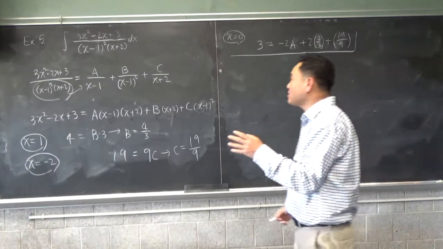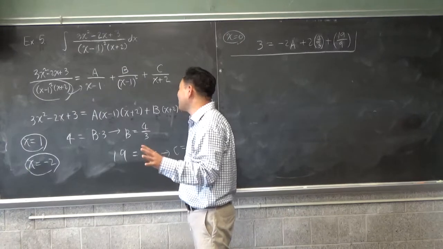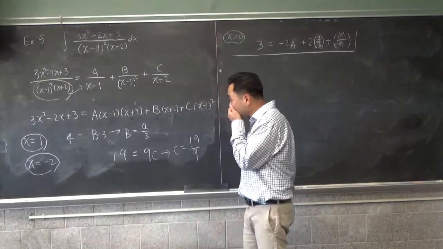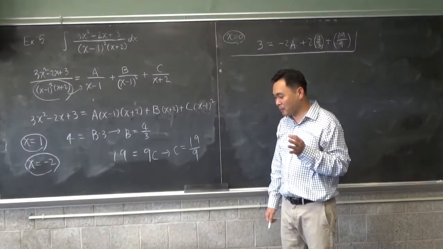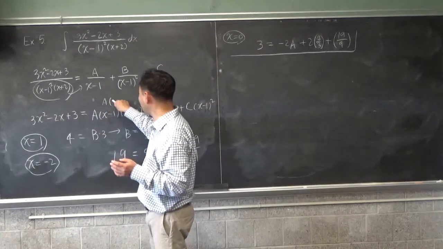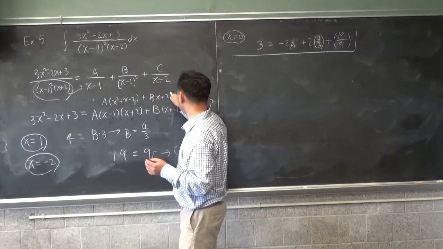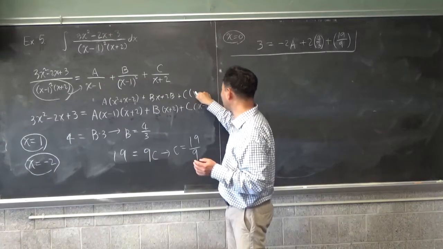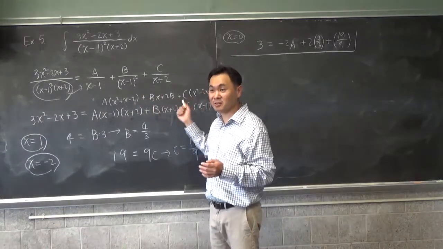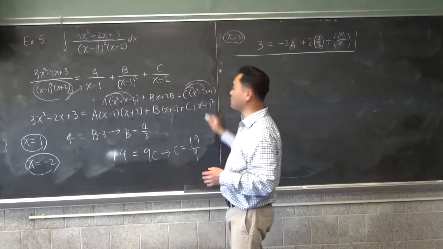Okay, so here's another way to think about this, and it's slightly easier. The idea is this: you expand everything. So this will be a times x squared plus x minus 2, bx plus 2b, and this will be c times x squared minus 2x plus 1. And you expand further, right? You multiply, multiply, multiply.